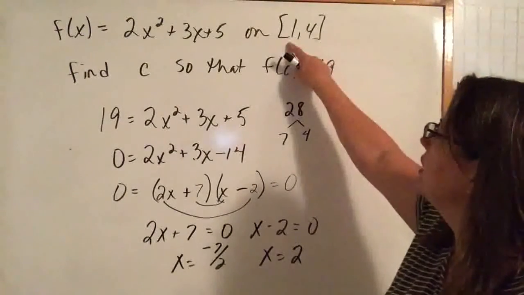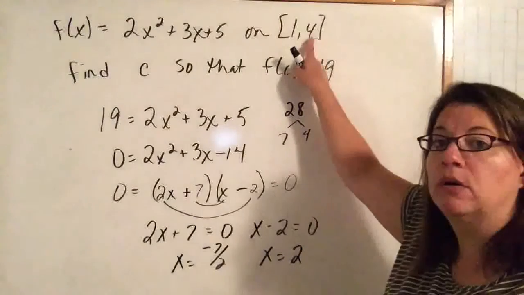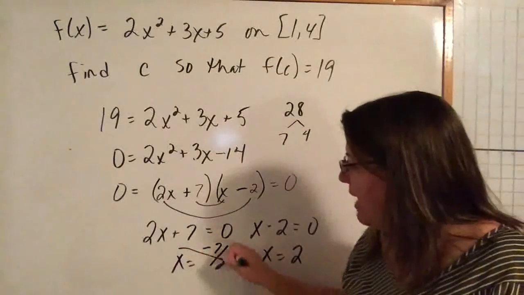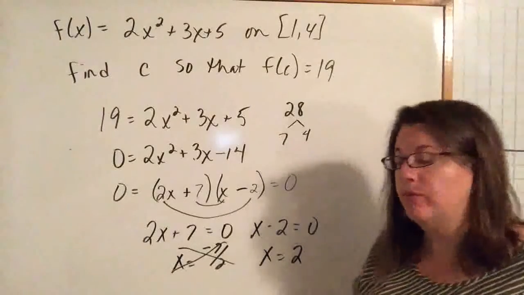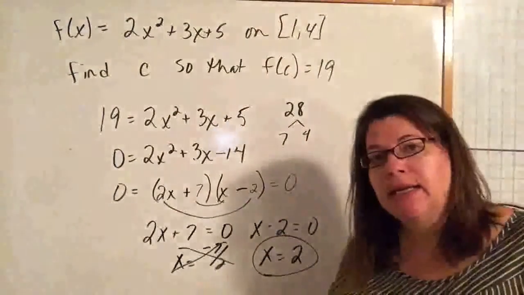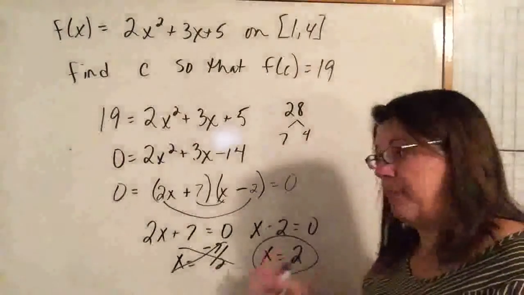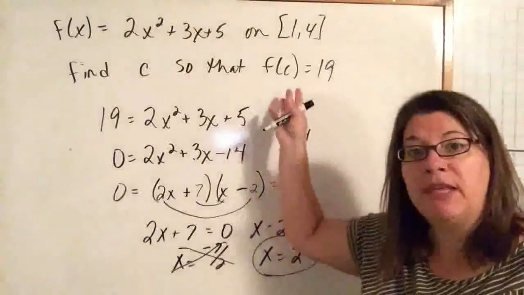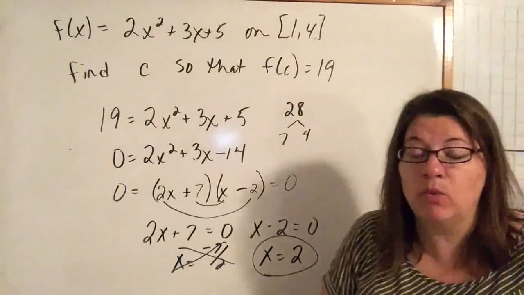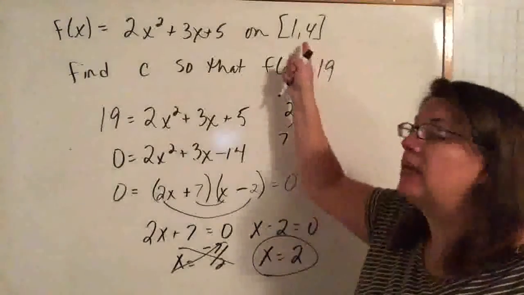So if you look at this, the numbers that we get for our c values, they have to be between 1 and 4. They can't be outside of that interval. So negative 7 halves will have to be thrown out. It's not within the interval. 2 is within the interval, so we can keep that. Now, is it possible where you might get some answers that appear to be correct, but then they're not within the interval? Sure, that happens sometimes. You might get one where you have to say it does not exist because there is no number between those intervals.